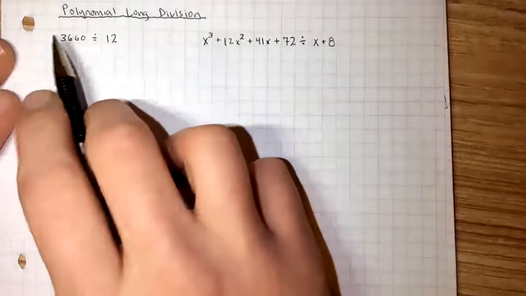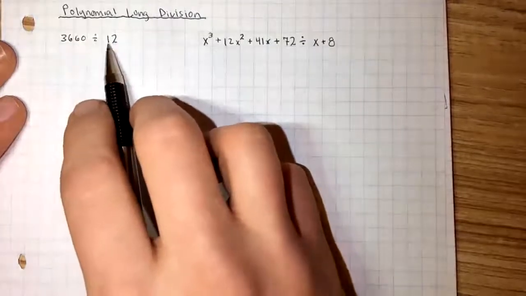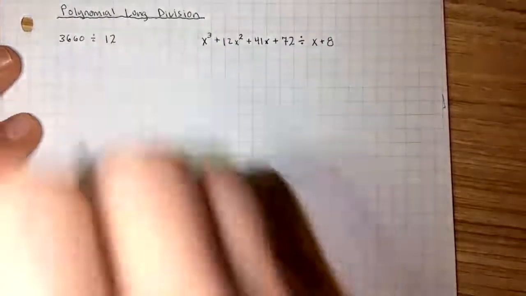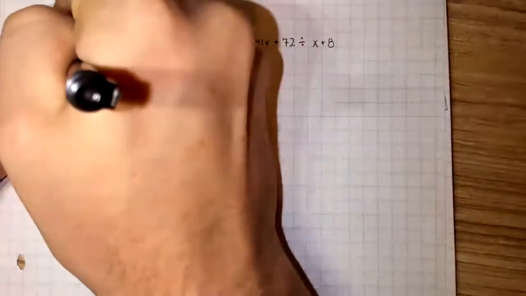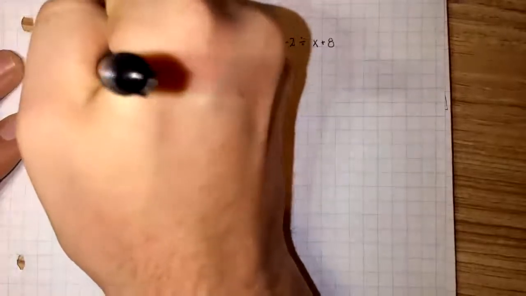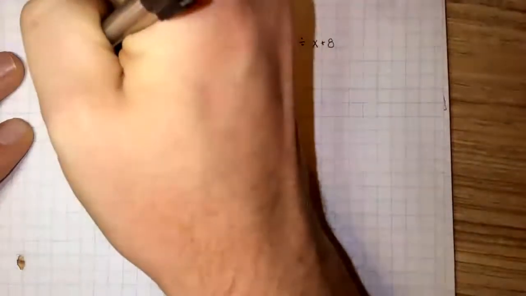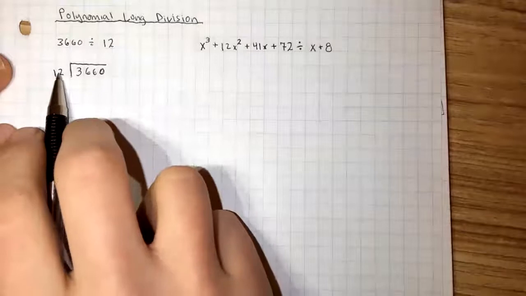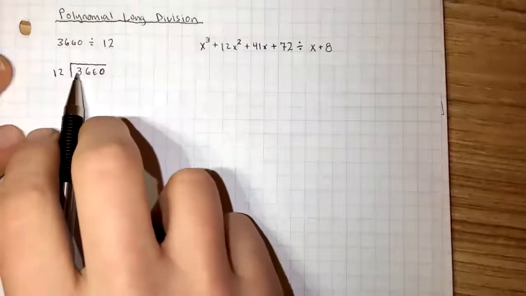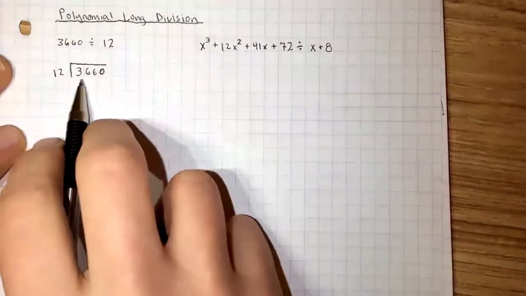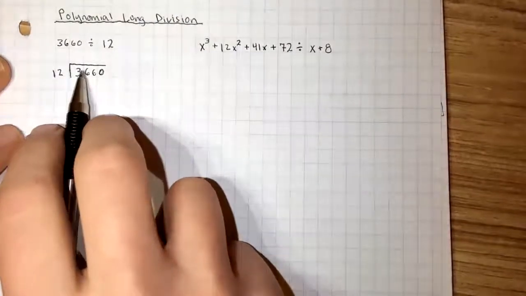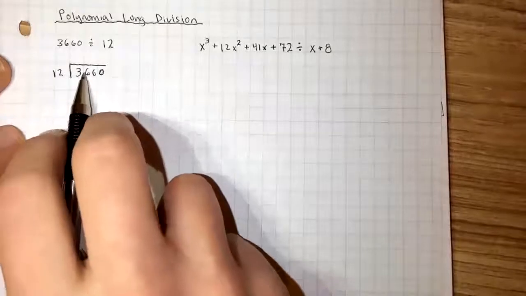So if we were trying to do 3,660 divided by 12 without the use of a calculator, we might set it up like this. 3,660 is being divided by 12. Since 12 does not go into 3, we're going to move on to the next place value, the next digit. So we do know that 12 goes into 36, and 12 goes into 36 3 times.